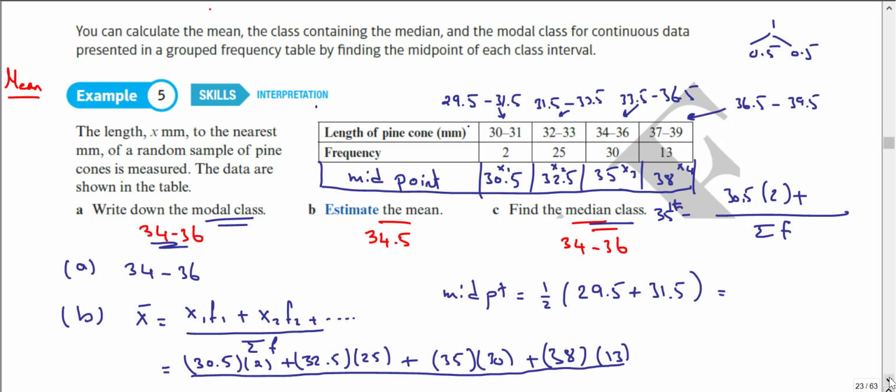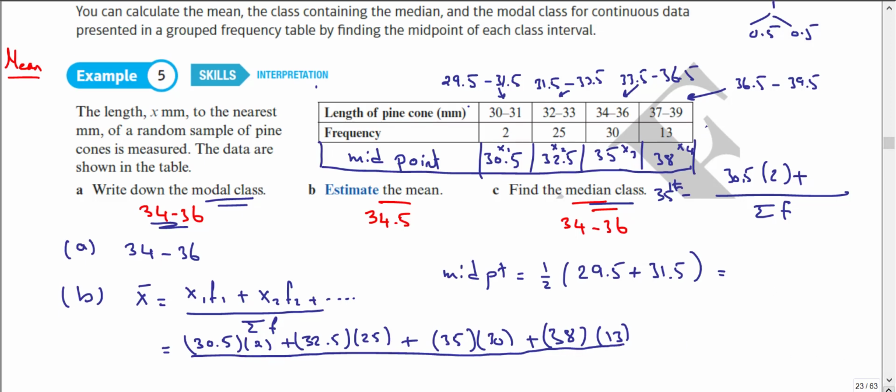You divide all this by what? All this by sigma f. What's sigma f here? So add: this is like 15, 40, 70. Add them. Okay, so you divide by 70. If you do this, your answer should be 34.5. How about the median?